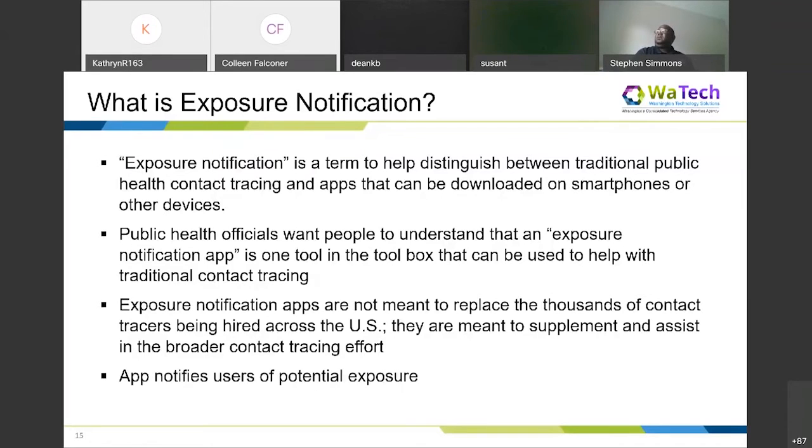And so there's been an effort to change the names of the apps. They've been referred to as contact tracing apps, but what they're really trying to do is call them exposure notification apps, because the contact tracing apps are not meant to replace the contact tracers that are being hired to manually contact individuals. The exposure notification apps are just a way to help people be put on notice that they may have been potentially impacted, and then the app would give some sort of direction of what the person should do when they've been potentially exposed.